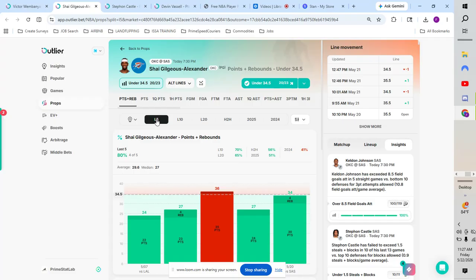Now, here's where it gets interesting. The matchup against San Antonio looks good on paper, and that's exactly why the line is inflated. We'll come back to that.